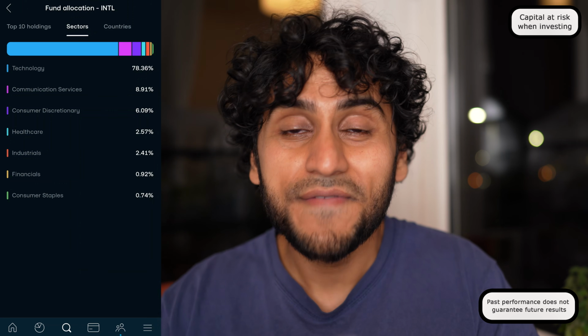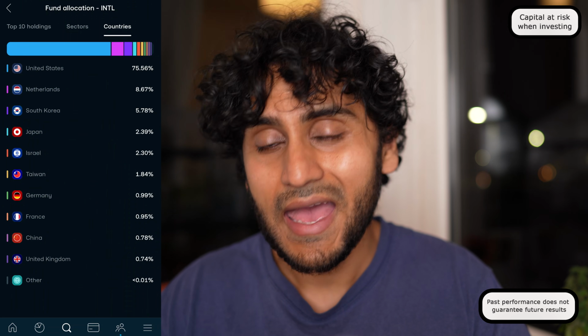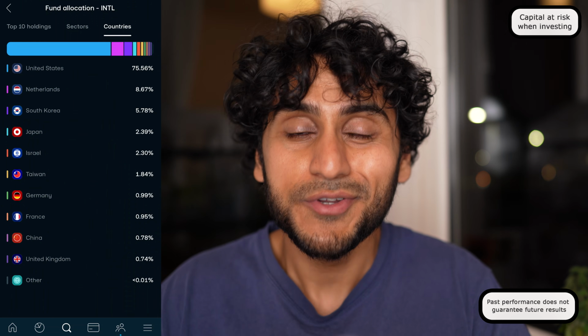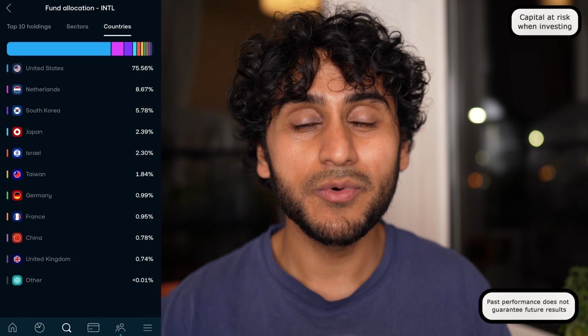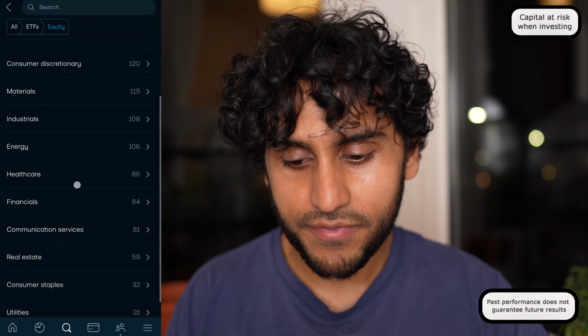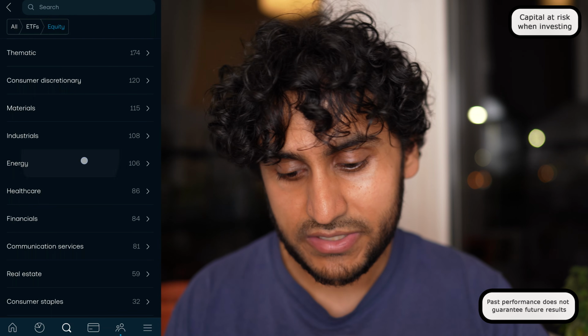Now, like I said, if you go into a thematic ETF and it's your only holding and that's your 100% portfolio weighting, you're going to get very little diversification across different sectors and typically across different countries too. For example, this fund over here has a 76% weighting towards the US, which could be a good thing over the short term, but over the long term, there are no such guarantees that one country will outperform the rest of the world. So under equity, you can see there are a few more themes. For example, consumer discretionary, materials, industrials, energy, healthcare, financials. You can go into it and look at it yourself.